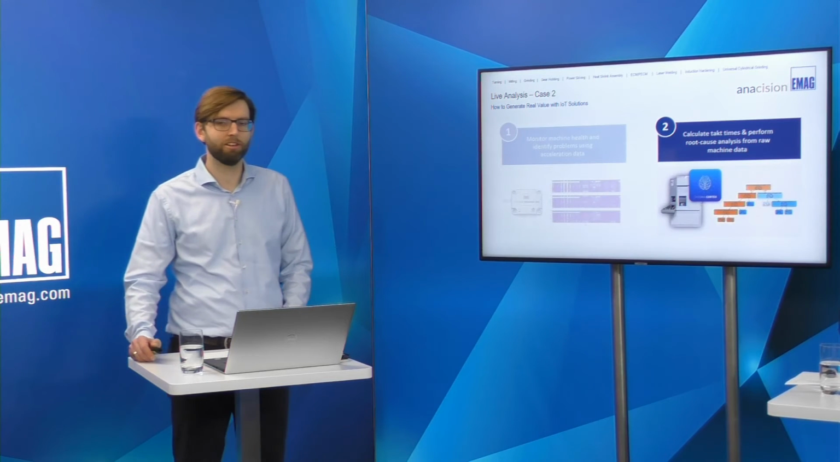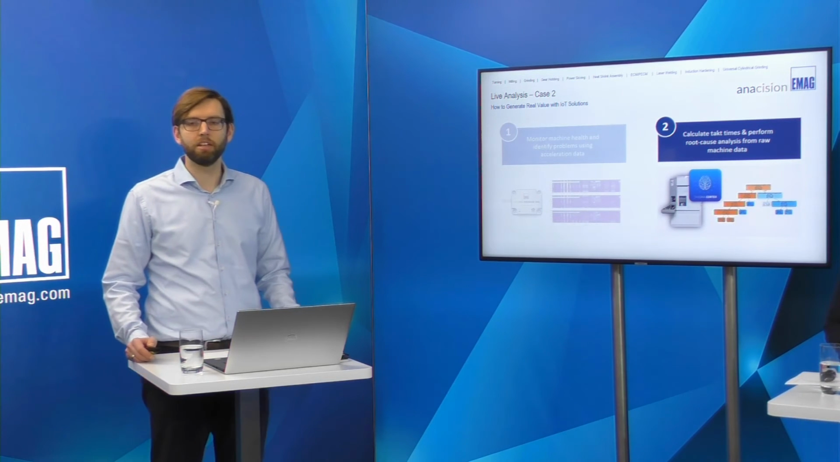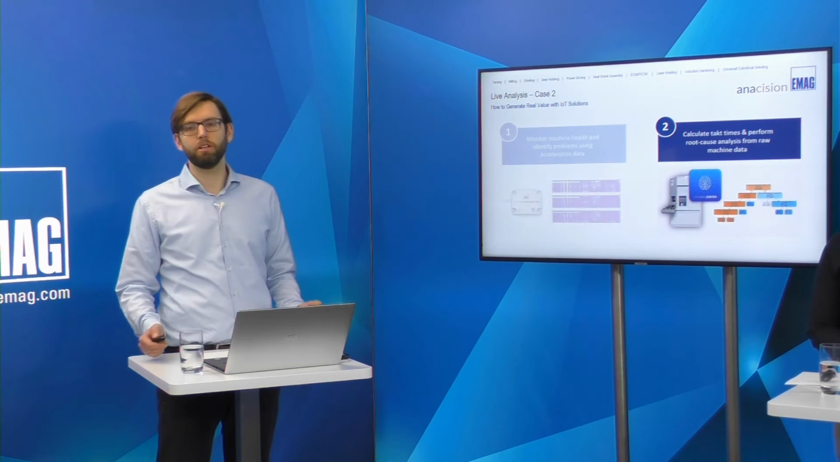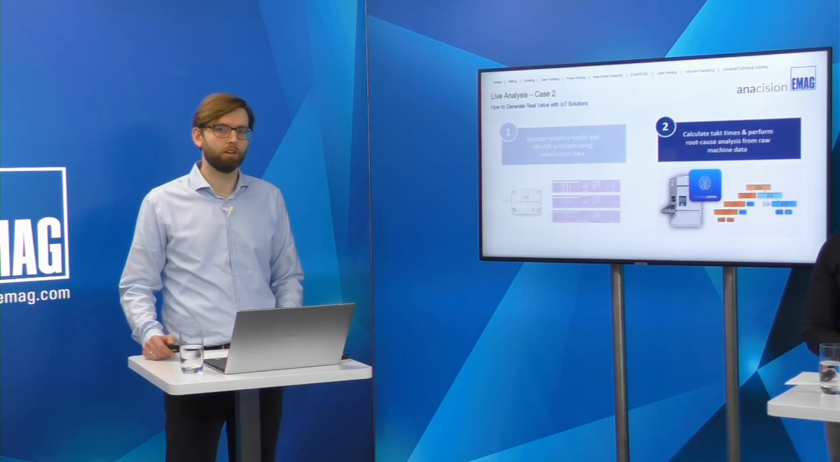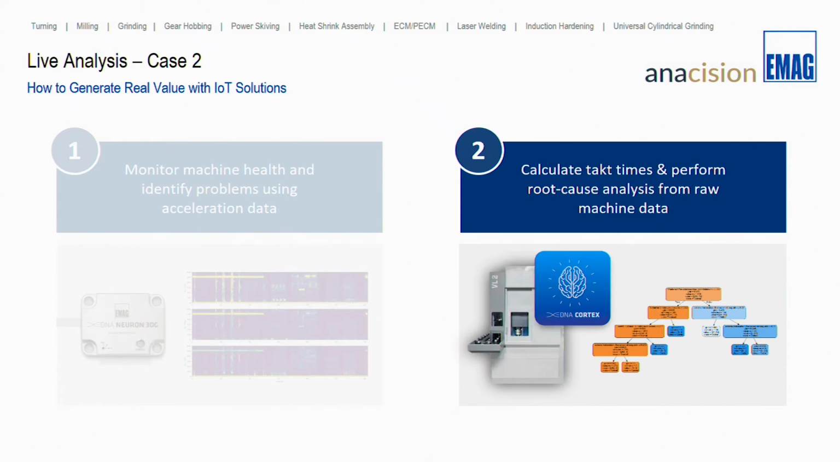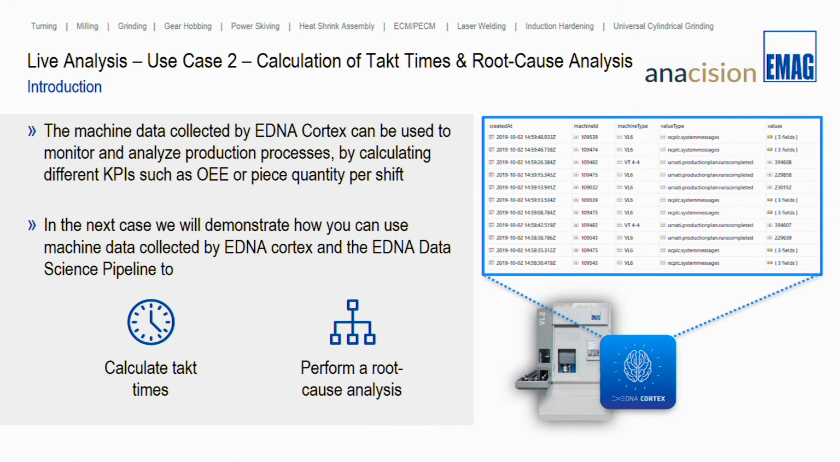Okay, thanks a lot, Patrick, for handing over. Yeah, in the next use case, we want to dig deeper into the data that we directly collect from the machine and try to show you how we can calculate, for example, KPIs and root cause analysis. We want to show you this because we think that even the data that you can collect with the Etna Cortex from the control unit is already very rich in information, and you can easily calculate very important KPIs, for example, such as OEE or also the piece quantity per shift, and do some simple forecasts.